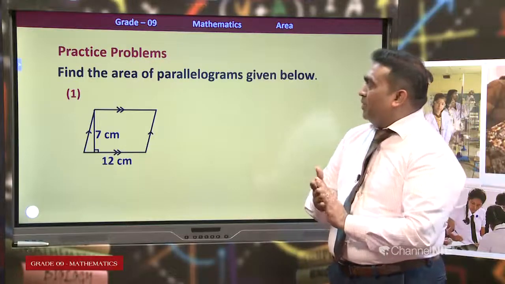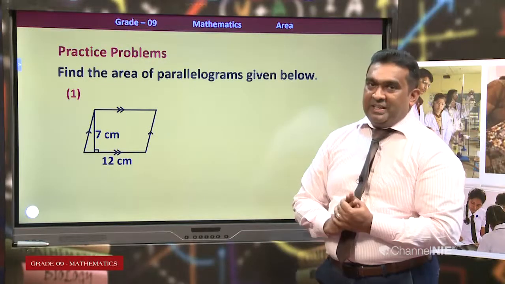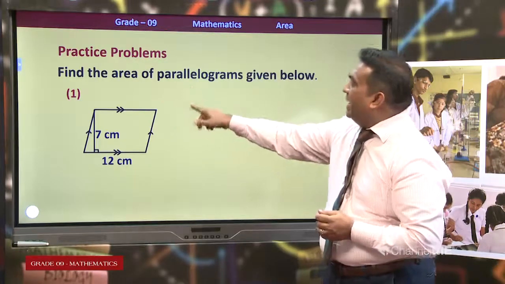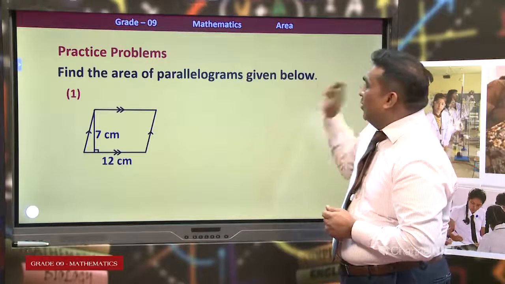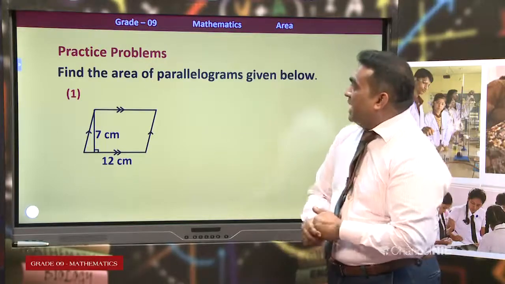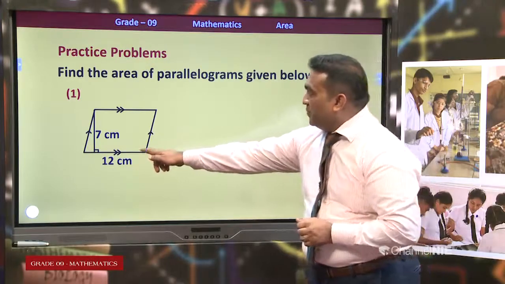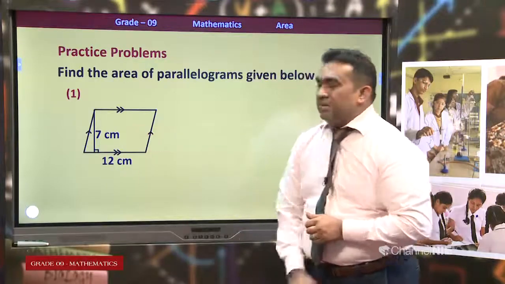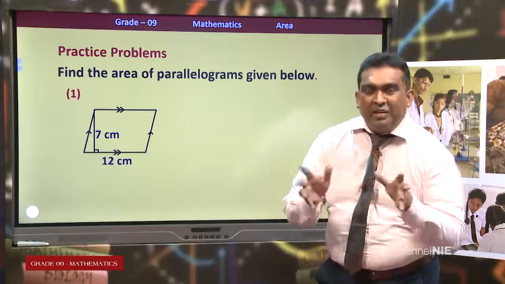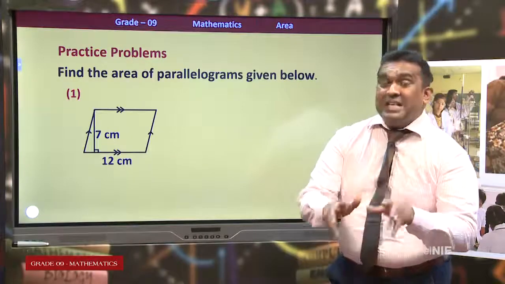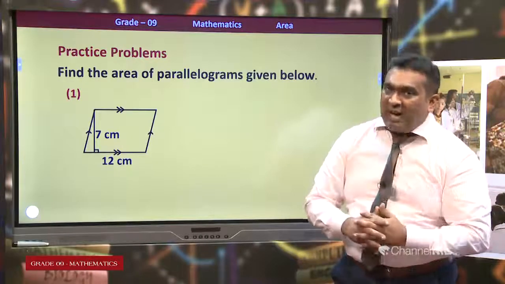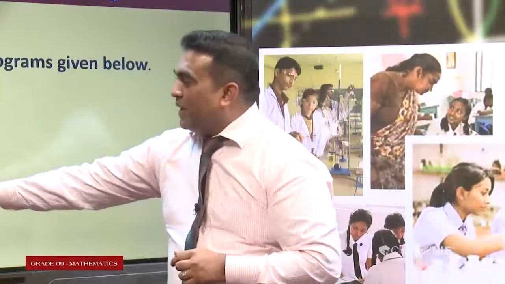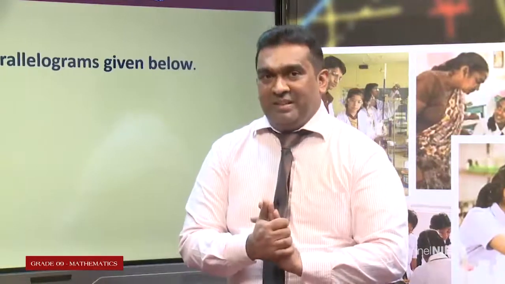Now practice problems. We are going to practice the concept. Find the area of the parallelogram given below. There are so many parallelograms. The first one, you can see 12 centimeter, 7 centimeter. There are two measurements. You have to identify clearly what is the base and what is the perpendicular height. Clearly identify. Base is 12, perpendicular height is 7.